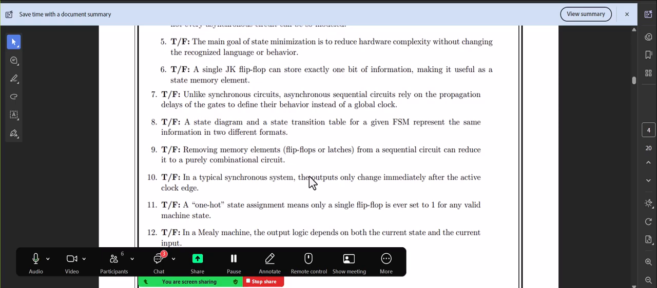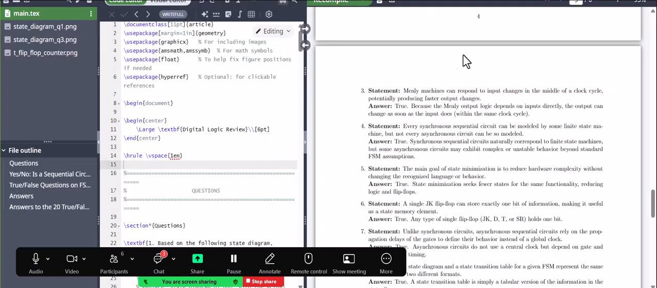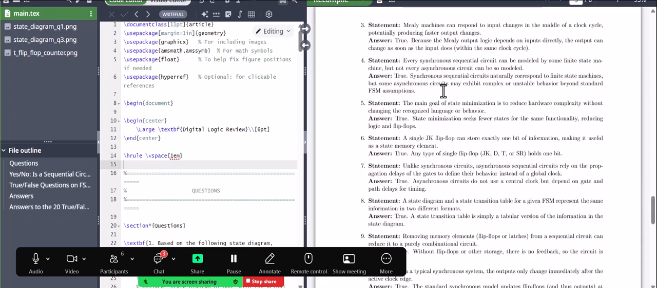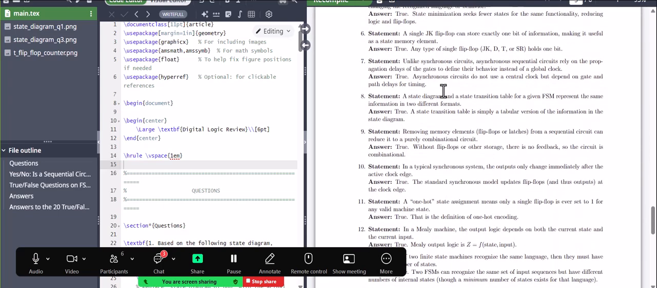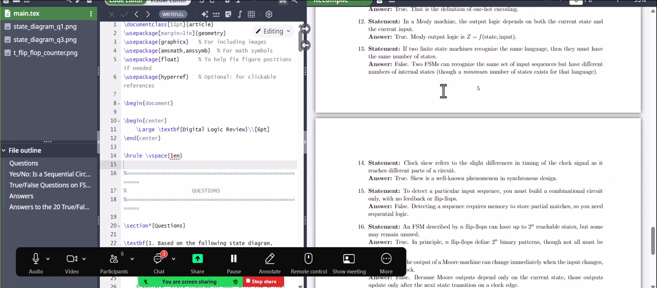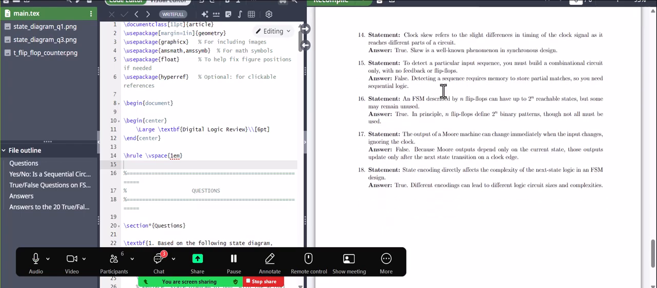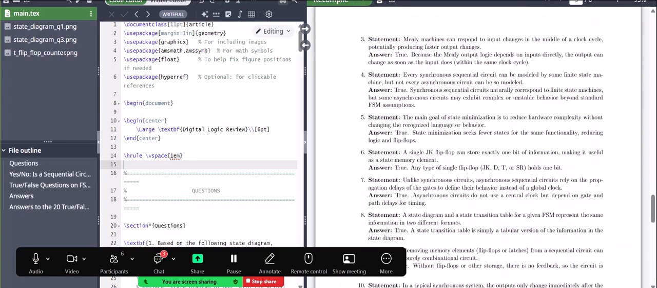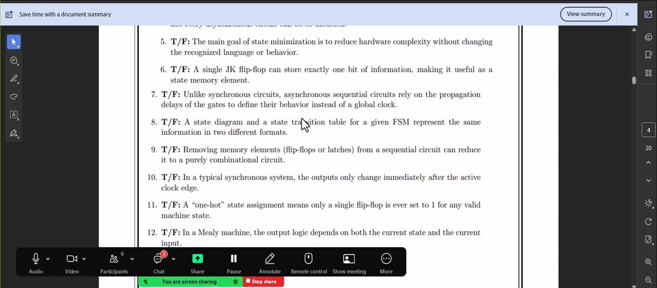Unlike synchronous circuits, asynchronous sequential circuits rely on the propagation delays of the gates to define their behavior. You never did that, so you can skip that. I'm going to say false. It is true. These have all been true so far. There has to be one false. There are 2 false ones. If I was in a casino, I'd definitely bet on true.